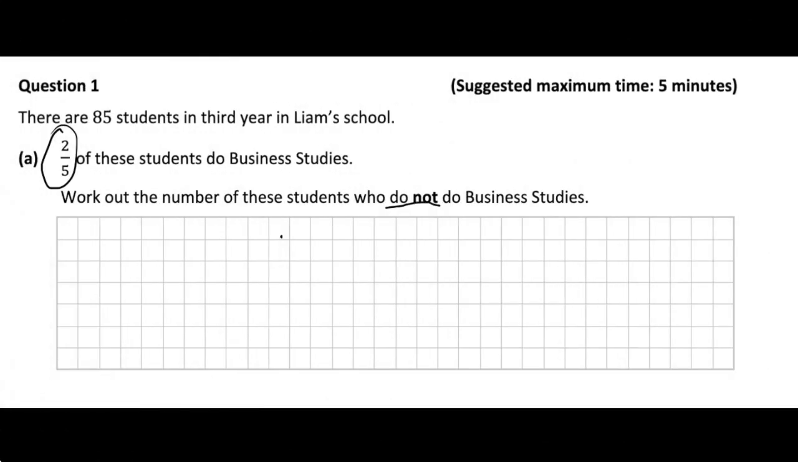Another way of solving this problem is by considering 85 as a whole number of students. So we know that 2/5 is the number of those students who do business. If we want to find out the number of students that do not do business, we can calculate it as follows. We take a whole, which is 1, minus the number of students that do business, 2/5, and that's equal to 3/5. And now we know that 3/5 is the number of students who do not do business studies.